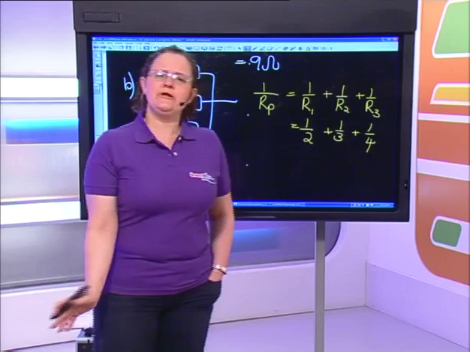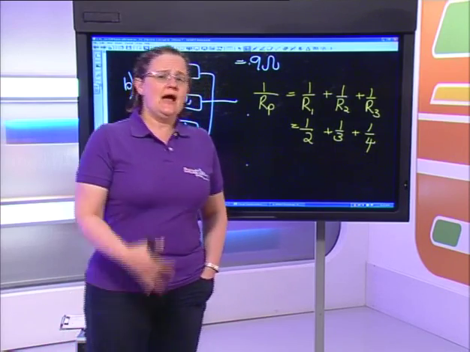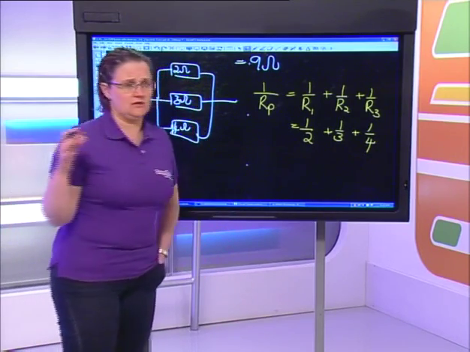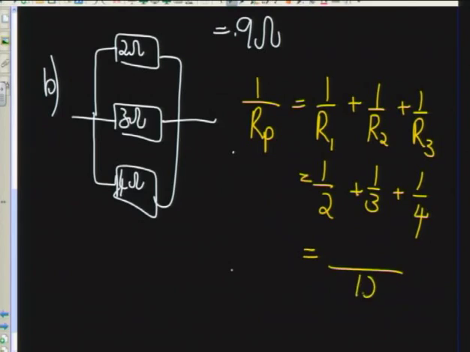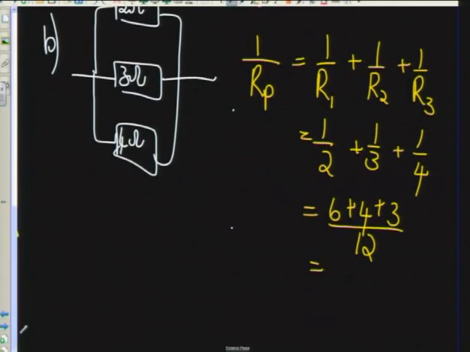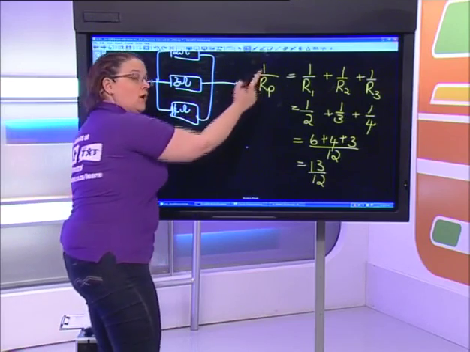Hopefully you all know how to do fractions on your calculator. I'm very old school with this, so I've got to find the lowest common denominator, which happens to be 12. That means I would have to multiply the 2 by 6 to give me 12. The 3 gets multiplied by 4, 4 gets multiplied by 3. And we end up with 13 over 12. But we're not done, okay, because this is 1 over R parallel.